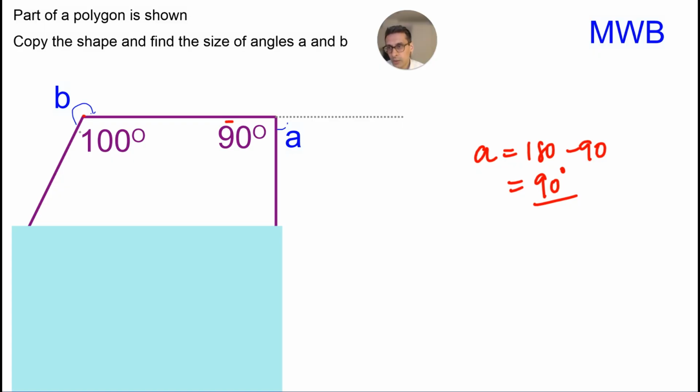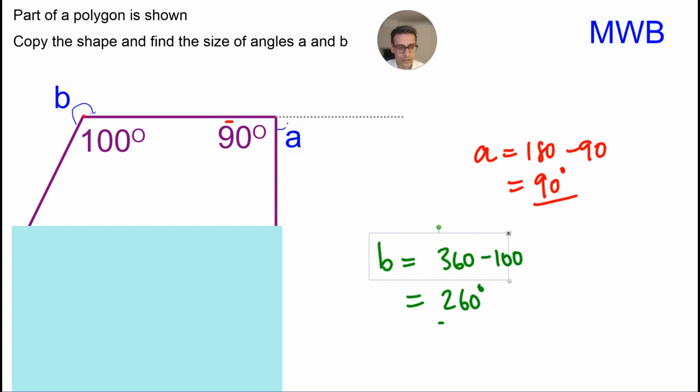So if we know the interior angle is 100, now in this case, B is not the exterior angle because we haven't extended the line. The exterior angle would have either been this one that I've just highlighted, or if we extended the line in the other direction, that would have been the exterior angle. So we need to be careful about that. This is just the outside angle. It doesn't really have a specific name. So in this case, to work out B, we are going to do 360 take away 100. That's going to give you 260 degrees, and that's the value of B.